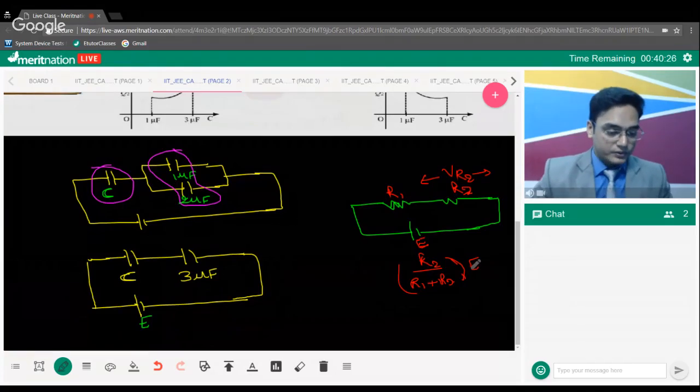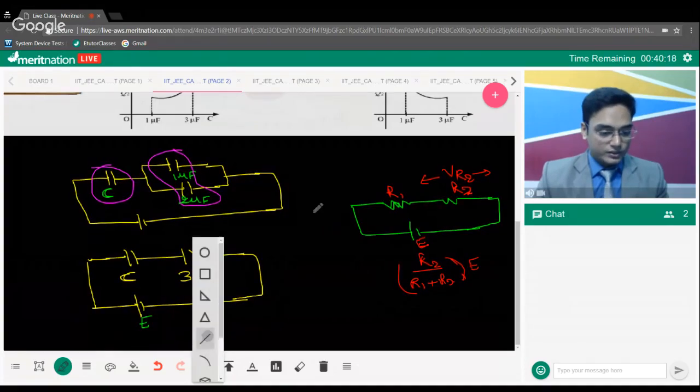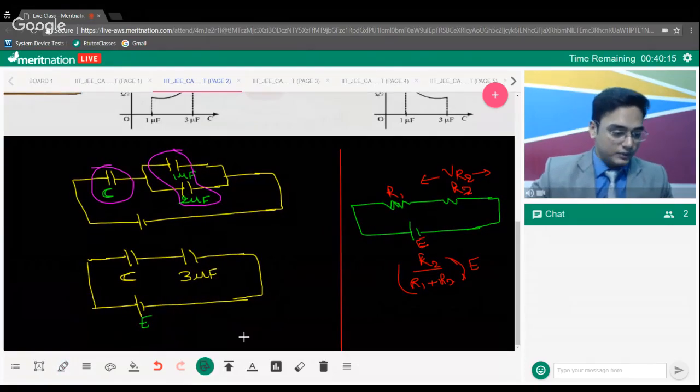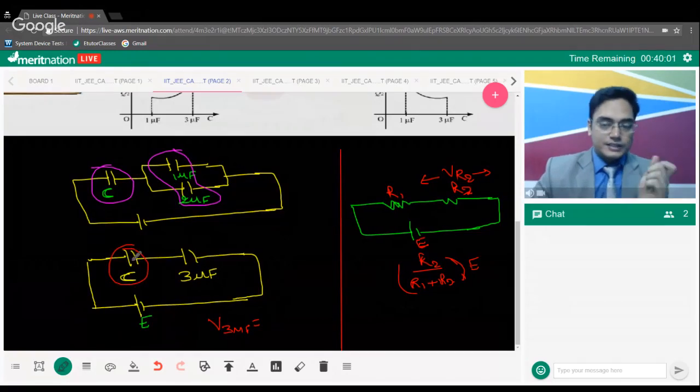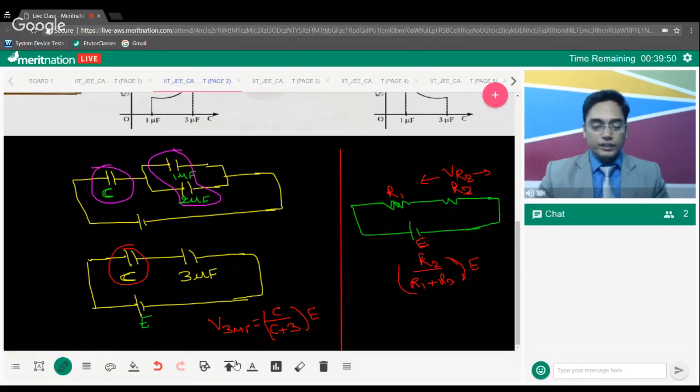Here we have capacitors. We can write the capacitor voltage, but just opposite to the resistor, meaning we have to take the different arm. For example, here I'm writing the voltage across the 3 microfarad capacitor. This will be C upon C plus 3, as I have taken everything in micro. So we can say this is C upon C plus 3 into E. This is a way we can obtain voltage directly.